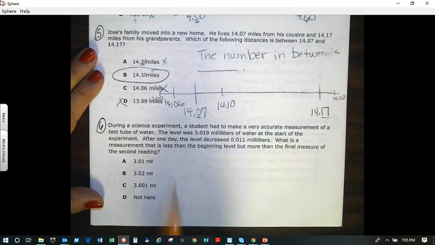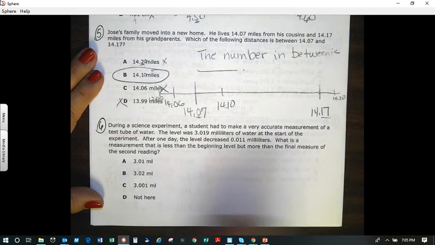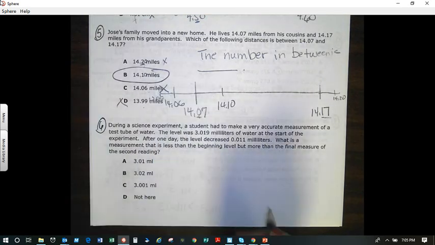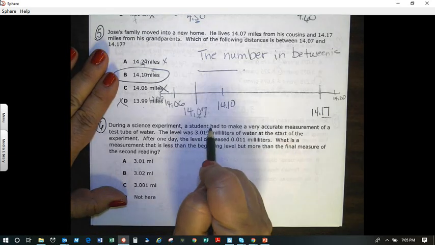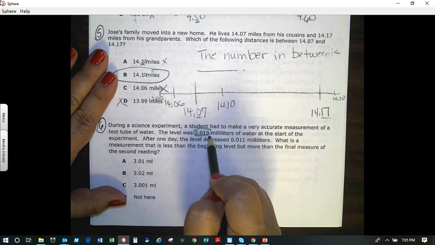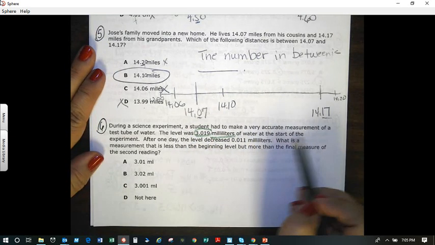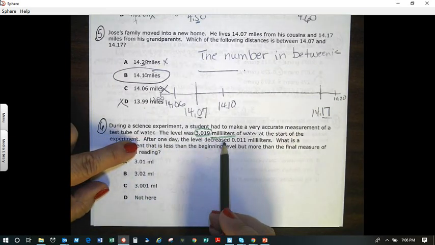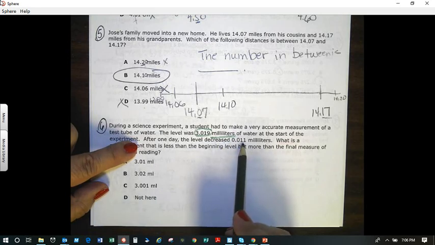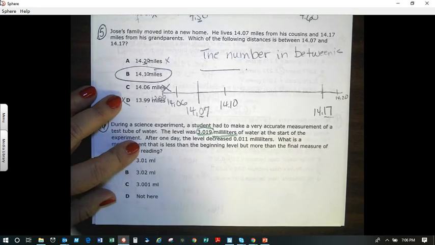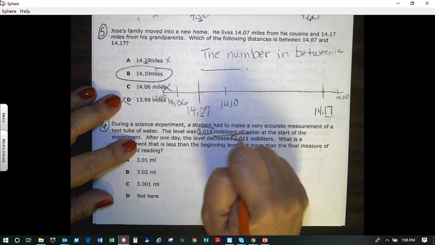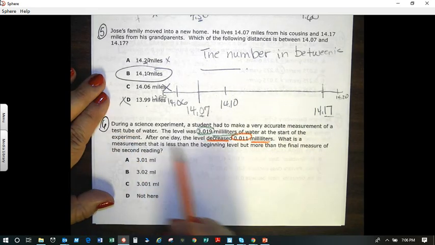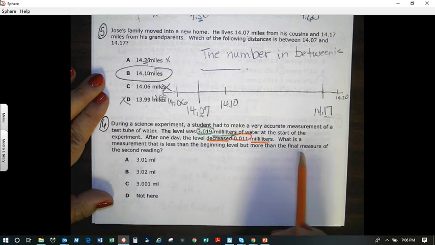Number 6, during a science experiment, a student had to make very accurate measurements of a test tube of water. The level was, so I'm going to get my green, 3 and 19/1000, underline my unit of measure, milliliters of water at the start of the experiment. Okay. After 1 day, the level decreased by 11/1000 milliliters. So I'm going to circle that other number. So it decreased and underline my unit of measure. What is a measurement that is less than the beginning level but more than the final measurement?